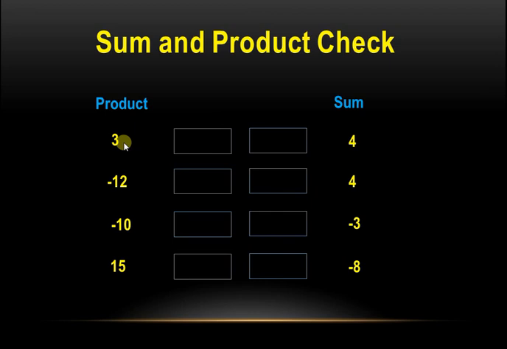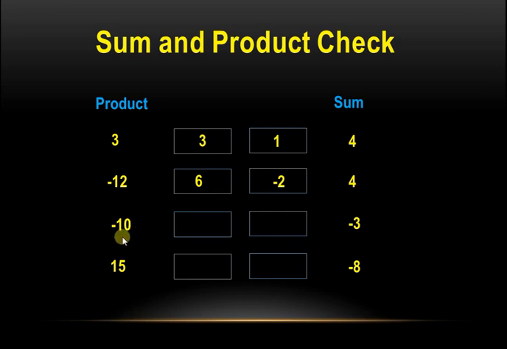So let's have 3. The factors of 3 are 3 and 1, that when you add 3 and 1, the answer is 4. So 3 times 1 is 3, 3 plus 1 is 4. What about negative 12? What are the factors of negative 12 that will give you a positive 4? Answer: 6 times negative 2 is negative 12, and 6 plus negative 2 is 4.